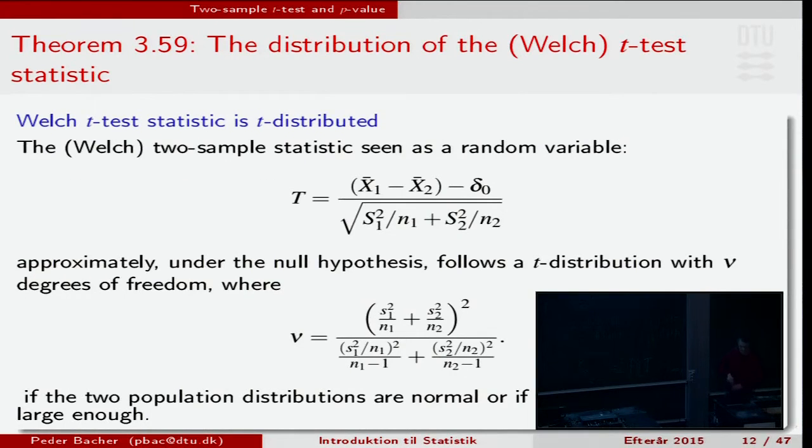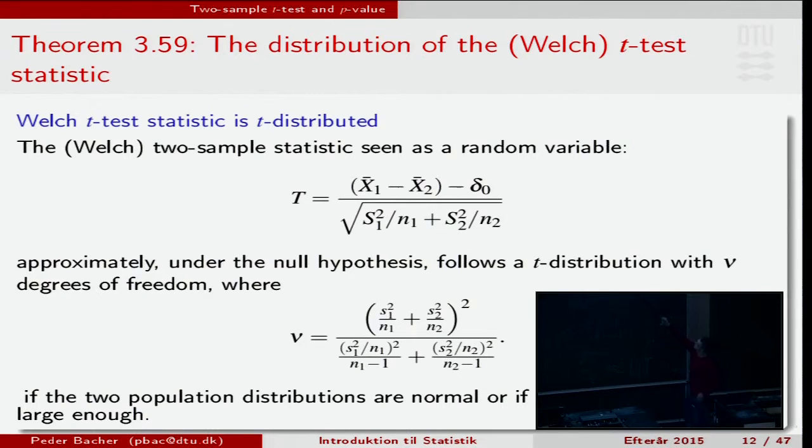Here we can see it written with a capital T and capital X, so it means that they are stochastic variables. You can think about that, but that's how we would write it before we actually carry out the experiment.